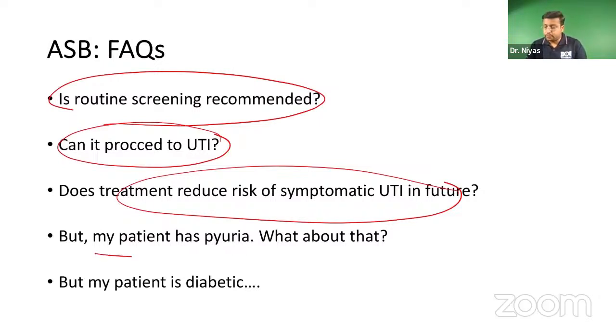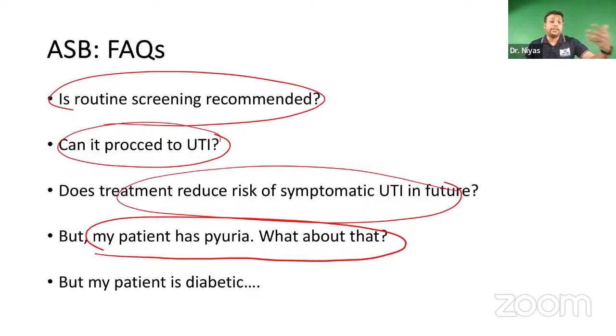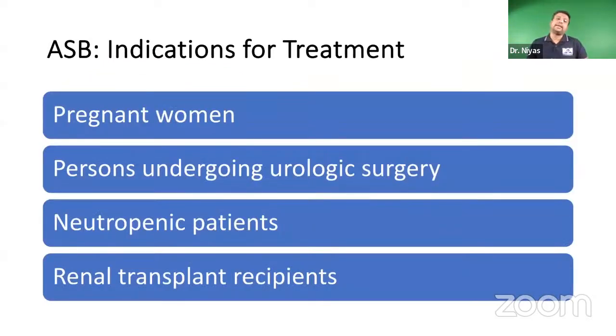But some doctors may argue that my patient has pyuria. Again, there is no indication. Even if your patient has pyuria, there is no indication. My patient is diabetic. Even then, you don't have an indication to treat asymptomatic bacteriuria. So there are only 4 indications for treatment of asymptomatic bacteriuria. The first is pregnancy, because in pregnant women, asymptomatic bacteriuria has been found to lead to, one, pyelonephritis, second, preterm birth, as well as low birth weight in the infants.